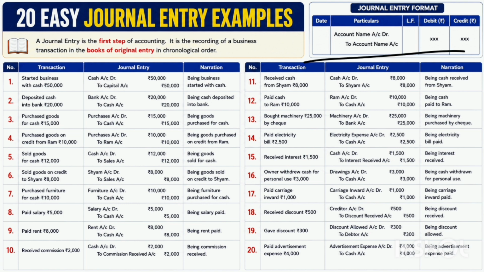Here I have also written the format of the journal entry. You can see the journal has 5 columns: date, particulars, ledger folio, debit, and credit. In particulars we record the journal entry, and debit and credit are where the amount goes. Ledger folio is nothing but the page number, and the date is whenever the transaction happens. So this is the format we have to follow for recording the journal entry.